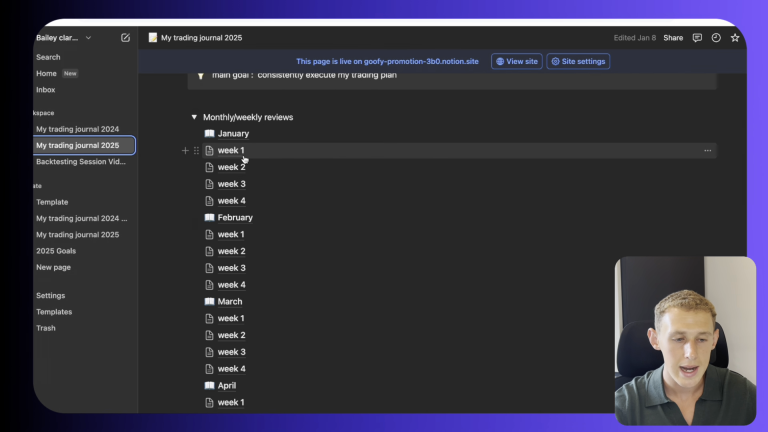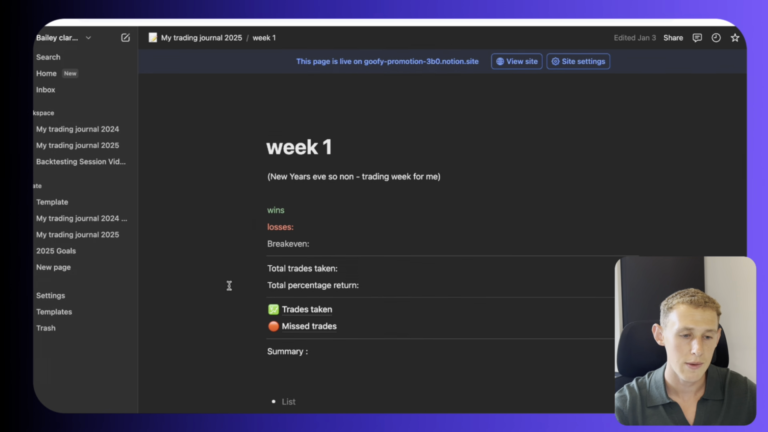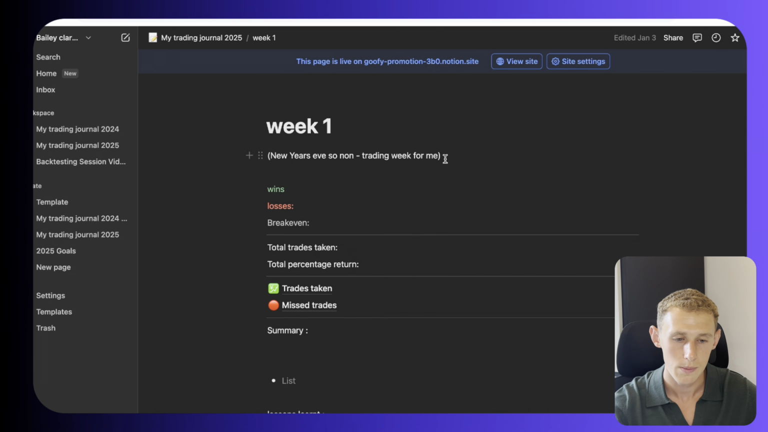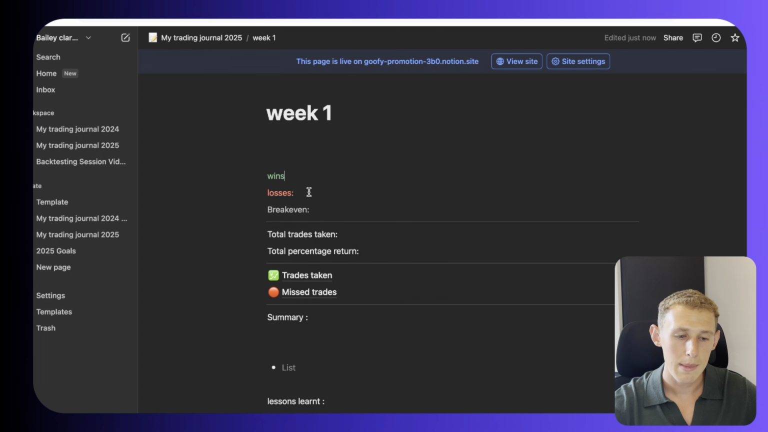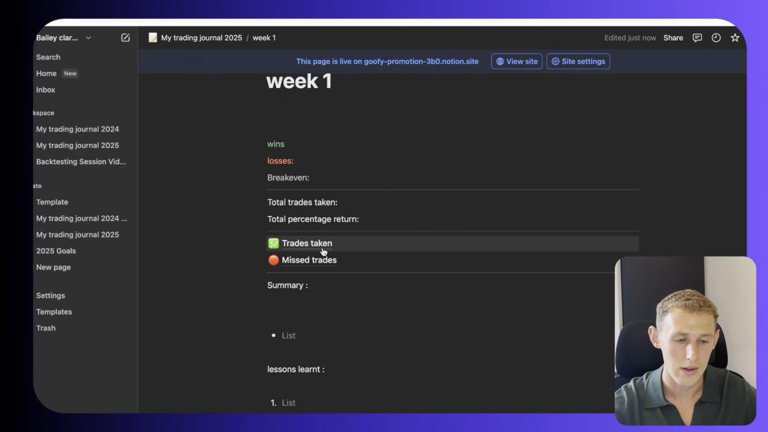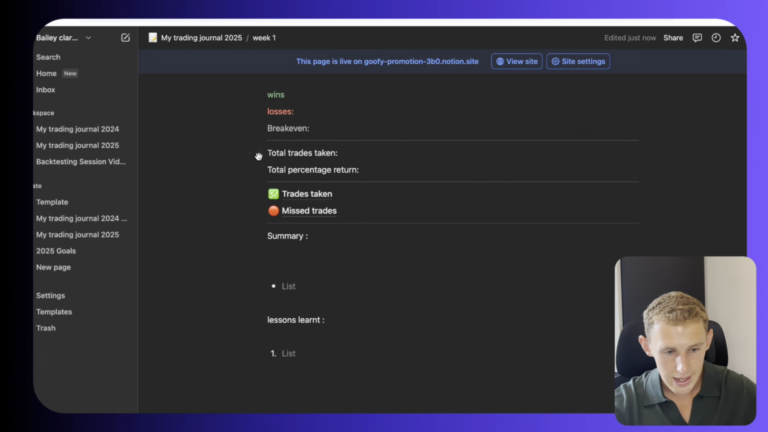If we're doing a weekly ASR, what this basically means, if we go into week 1, for example, and if we get rid of this, what I'm basically including here is the number of wins and losses that I have during that week. That's fairly obvious and quite familiar to you guys, I hope. Total trades taken and total percentage return. Here is the key though.